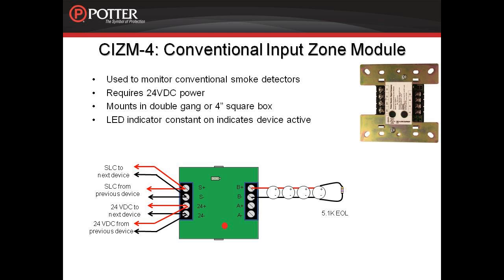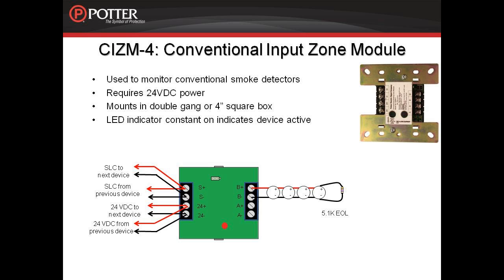Power supplied to the terminals 24 plus and 24 minus needs to be power limited. The IDC or initiating device circuit can be wired either Class A or Class B. The module comes defaulted to monitor an IDC wired Class B as shown in the top wiring diagram. Usually around 20 detectors can be connected to one CIZM, but it's best to check the data sheet and the devices you are using to make sure.